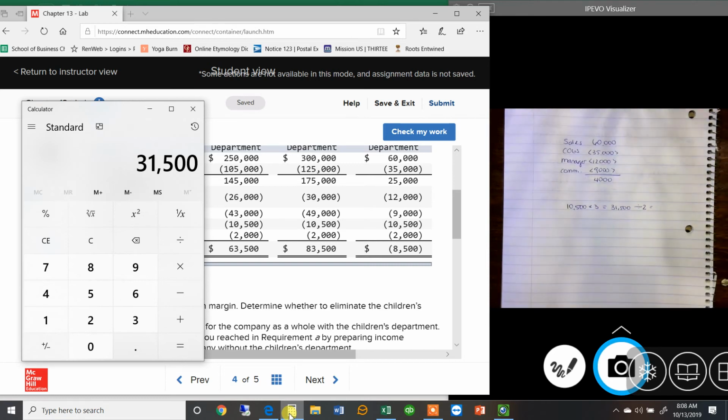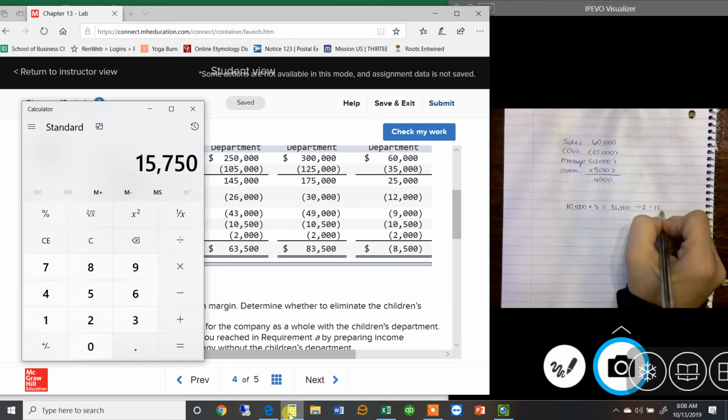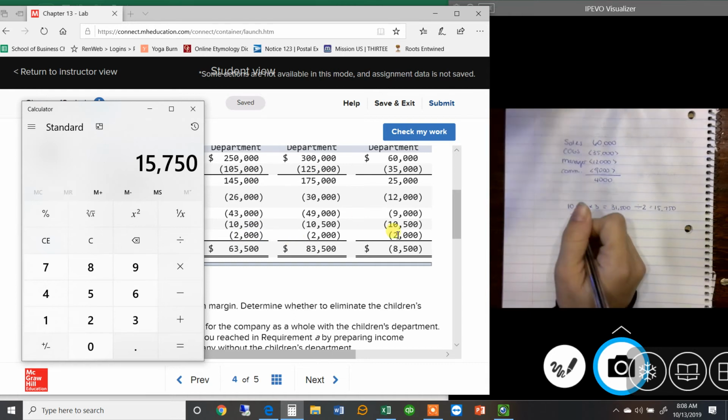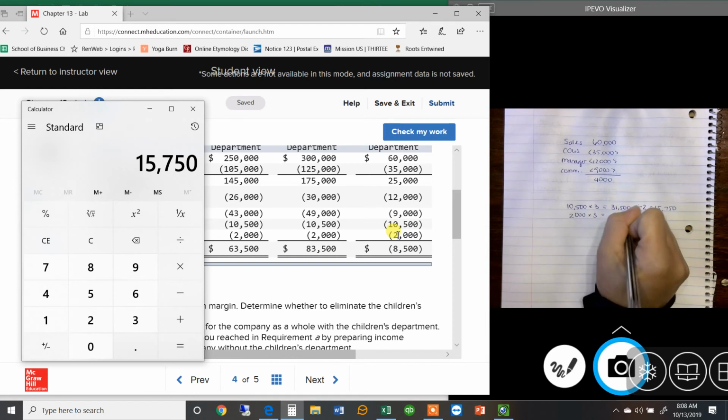I've only got the 2 departments now. No longer do I have the 3rd one. So I'm just going to divide that by 2. So that's 15,750. Likewise, I had this $2,000 in utilities. So that 2,000, I'm going to take that times 3 because that was my total cost of $6,000. But now I can only spread it out over 2. So 6,000 divided by 2 is going to be 3,000 per department.